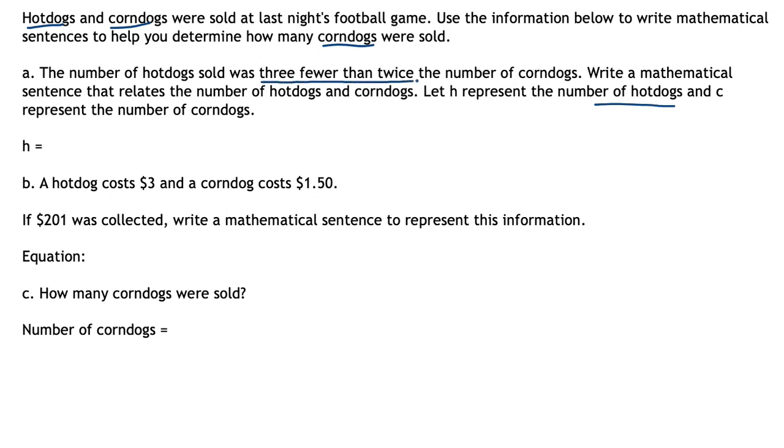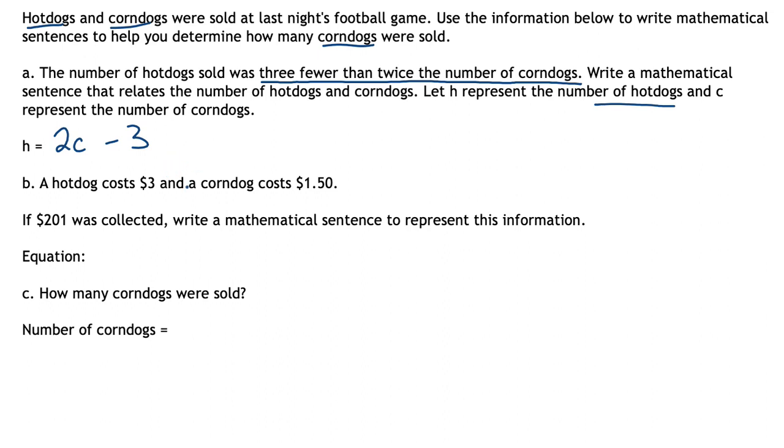So here's some key information. 3 fewer than twice the number of corn dogs. So let's see what that is. What would be twice the number of corn dogs? Well, that would be 2C. What would be 3 fewer than that? Well, that would be 2C minus 3, right? 3 fewer means it's going to be 3 less. So H equals 2C minus 3, there's our hot dog equation.